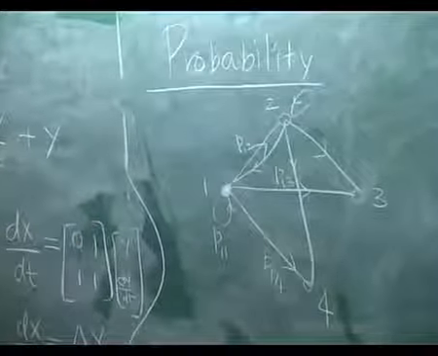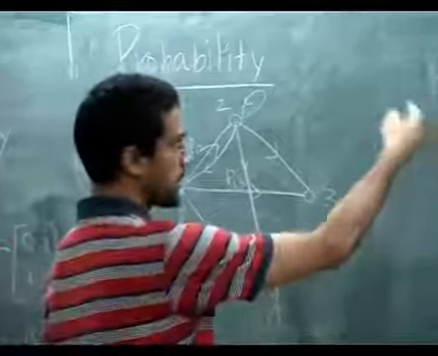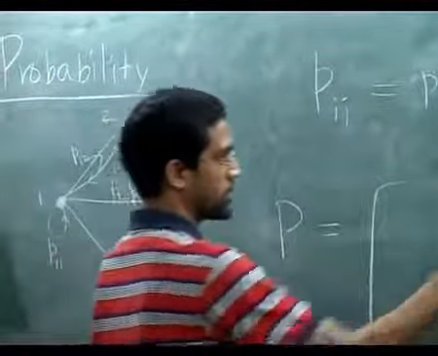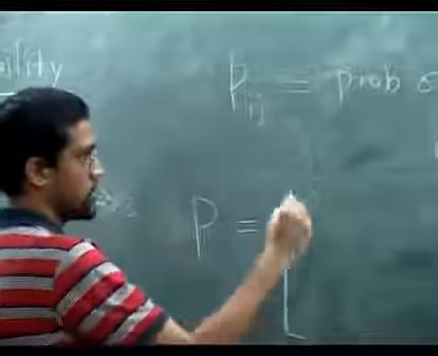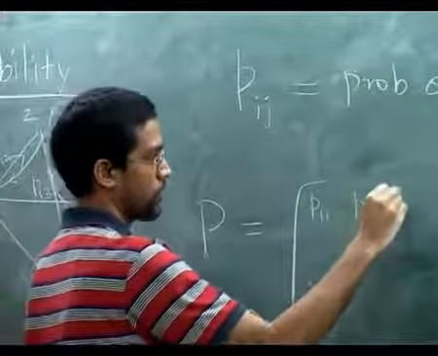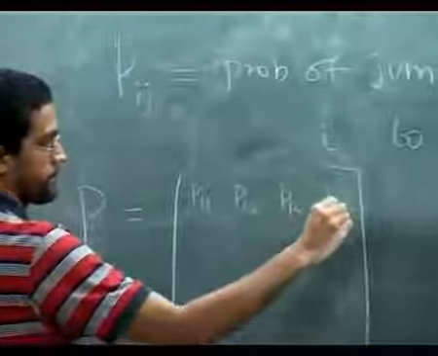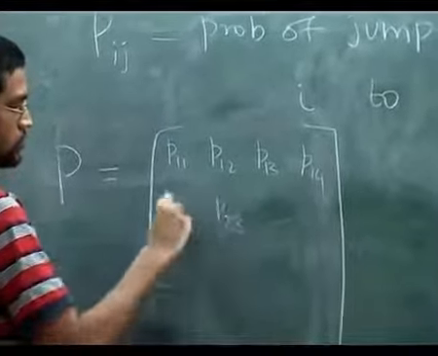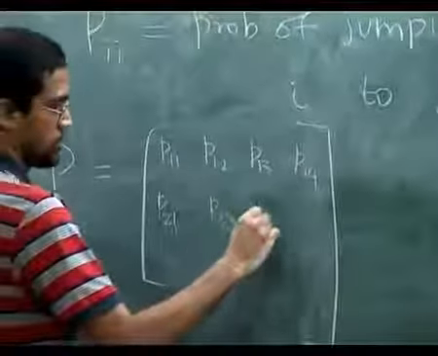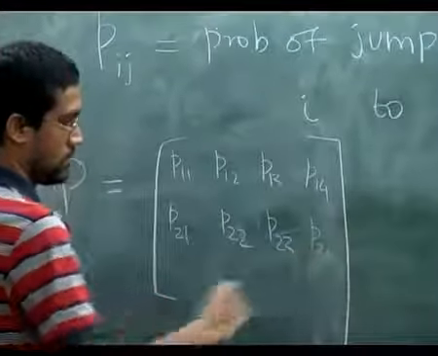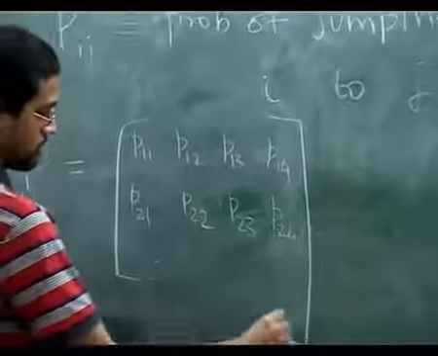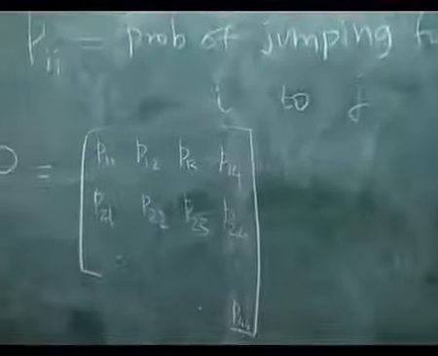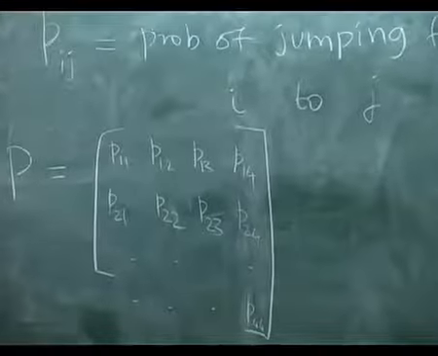So now associated to such a system is clearly the set of probabilities. We can form a 4 cross 4 matrix whose entries are these numbers: P11, P12, and so on, P21, P22, up to P44. So I form the probability matrix which has these as the entries.